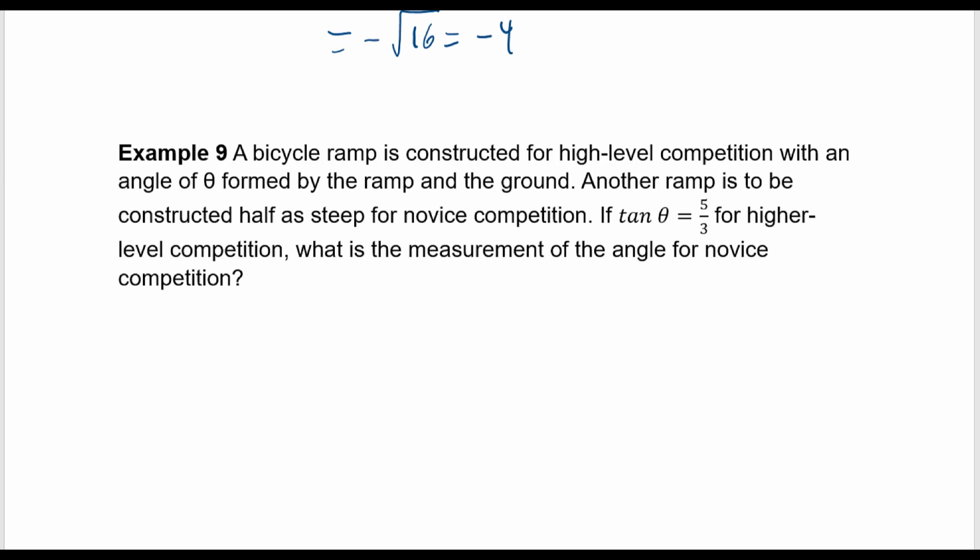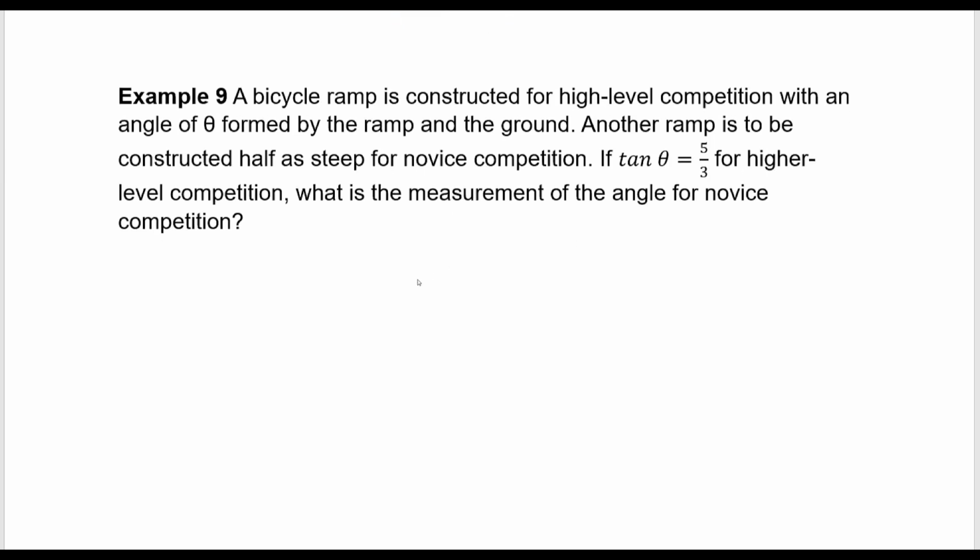Last problem. A bicycle ramp is constructed for high-level competition with an angle of theta formed by the ramp and the ground. Another ramp is to be constructed half as steep for novice competition. If tangent of theta is 5/3 for the higher level competition, what is the measurement for the novice one? So for the novice, we have tangent of theta is 5/3.